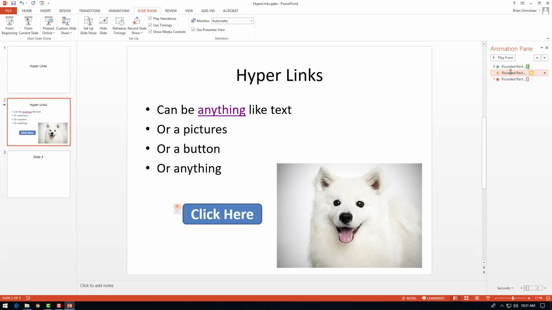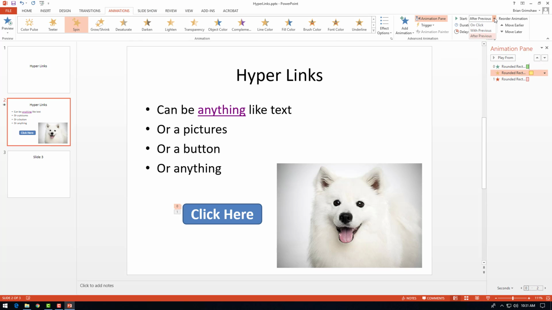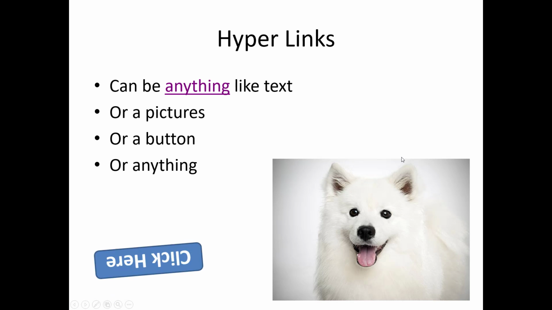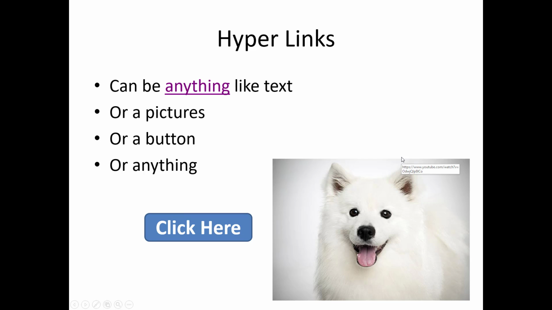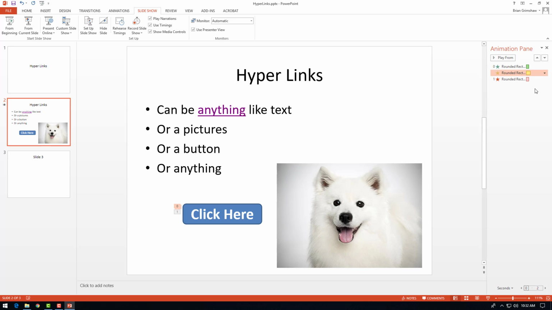But let's say I do this effect, not after previous, but with previous. Now watch what I get. See how as it was coming in, it was spinning? Because it did the spin and the fly in at the same time. So that's with previous or after previous. So you can have it do 2 or 3 animations at the same time. If that makes sense, you have to make sure to put it on with previous instead of after previous.